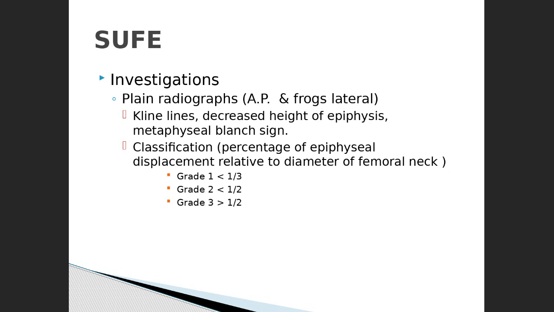Now, we also have a classification in terms of looking at the severity of the slip. When the femoral head slips less than a third of the diameter of the neck of the femur, that is a grade 1 slip. If it slips more than a third but less than a half, it is a grade 2. And if it slips more than a half of the diameter of the neck, then it's a grade 3. So this classification shows an increasing severity of the slip.